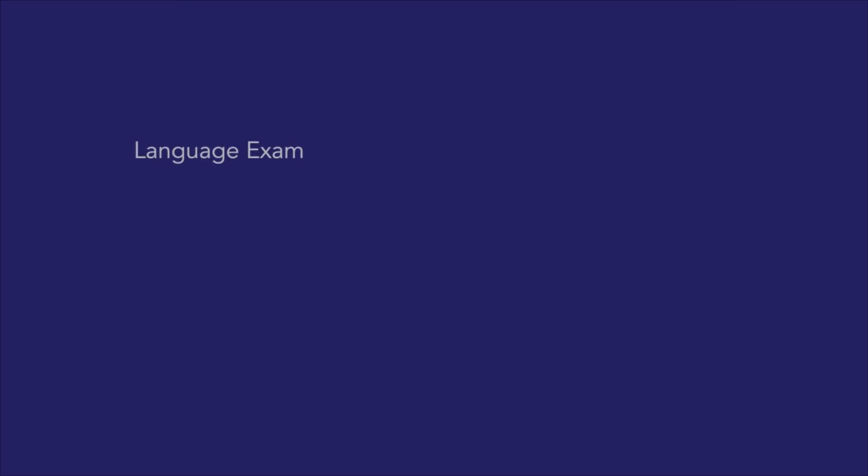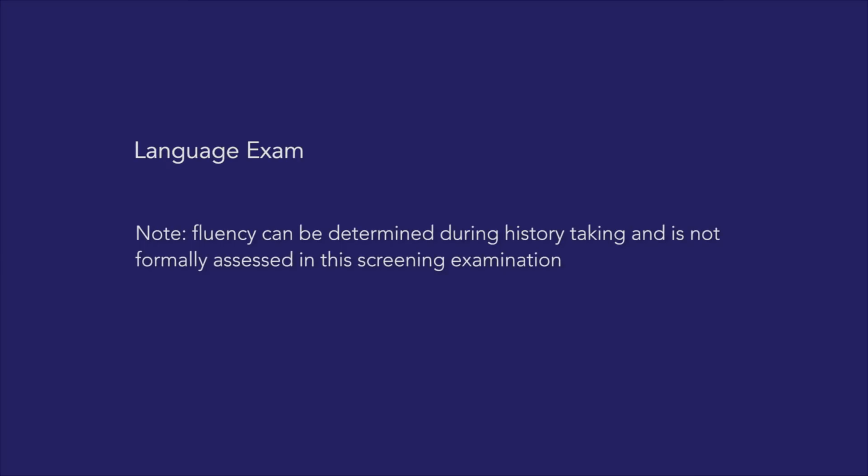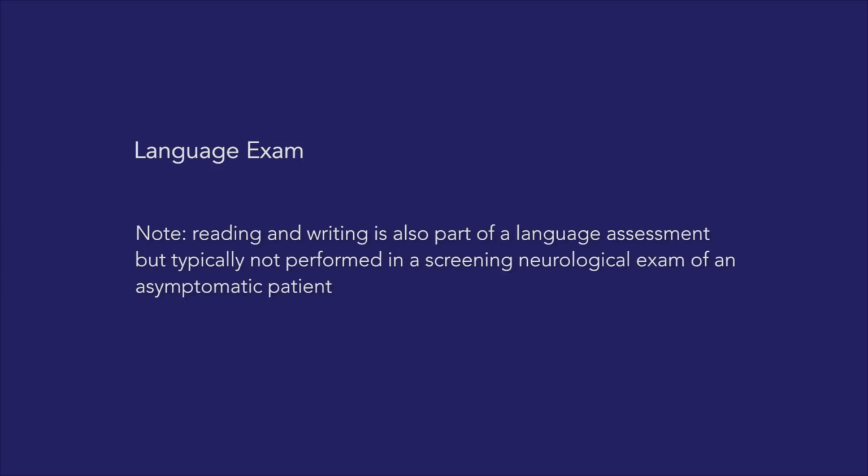We will start with a language exam focusing on comprehension, repetition, and naming. Fluency can be determined during history taking and is not formally assessed in this screening examination. Reading and writing is also part of a language assessment, but typically not performed in a screening neurological exam of an asymptomatic patient.